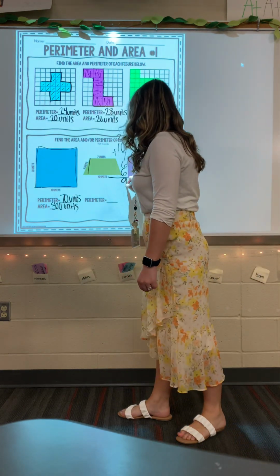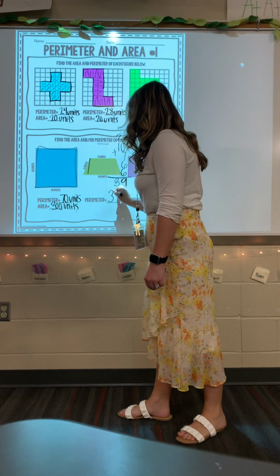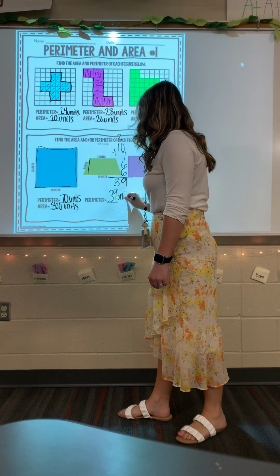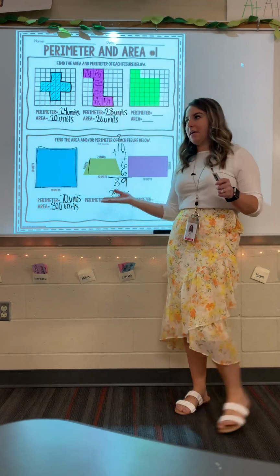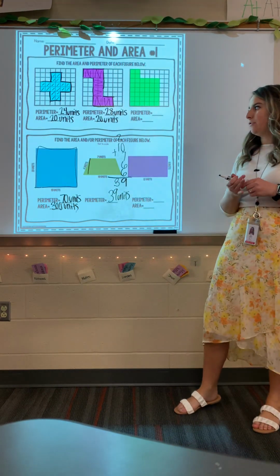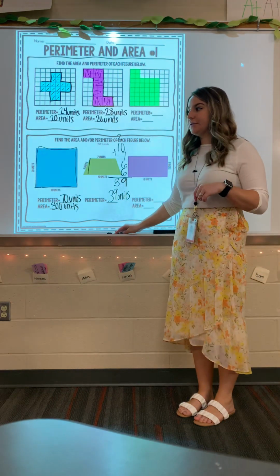29. 2 plus 1 is 3. So my perimeter would be 39 units. Okay, now that I showed you how to do one, we did one together, I would have the class go ahead and solve that independently. We would obviously then review answers.